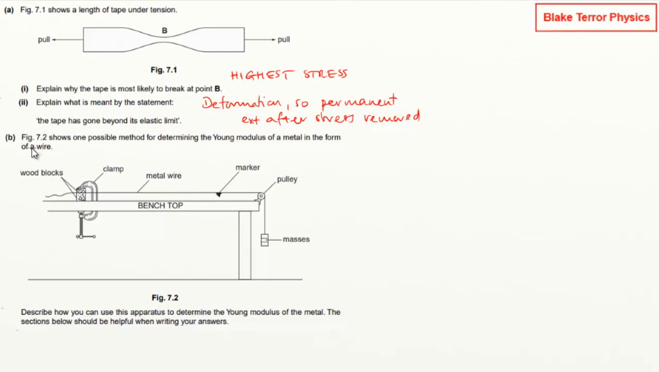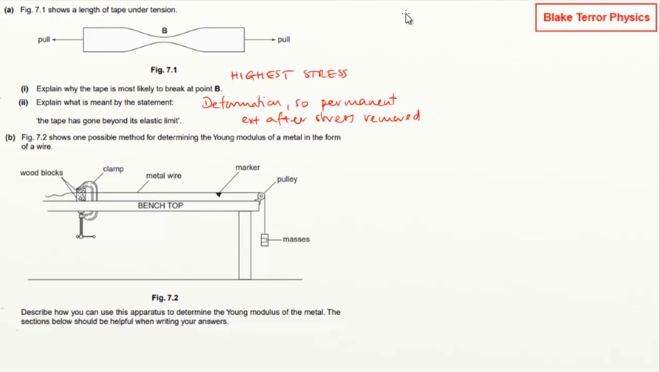Figure 7.2 shows one possible method for determining Young modulus of a metal in the form of a wire. So we've got the clamped wire going over a pulley with a marker, and masses hanging off the end. Describe how you can use this apparatus to determine Young's modulus of the metal. Sections below should be helpful in writing your answers. Right, well, I haven't copied the sections below across, but that isn't really going to matter.